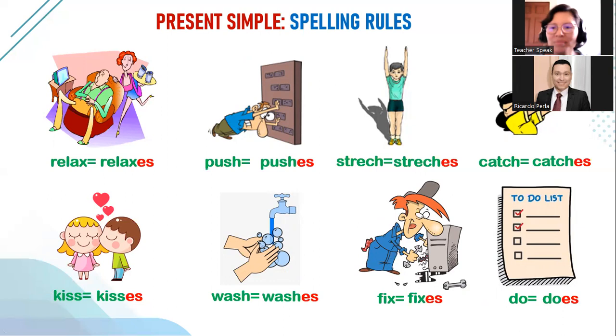Daniel pushes 10 boxes. Okay, Daniel pushes 10 boxes. 2 more sentences. David catches the ball. David catches the ball. Very good. And the last, Alejandra, one? Alejandra washes her hands. Okay, Alejandra washes her hands. Very good. Now, what do we do in this case, Ricardo?